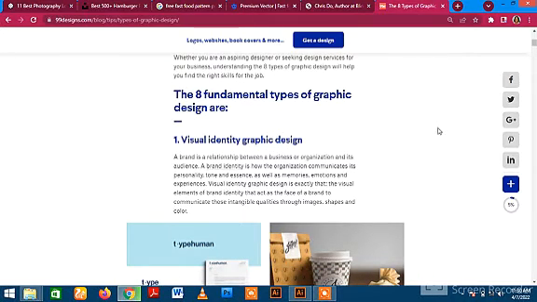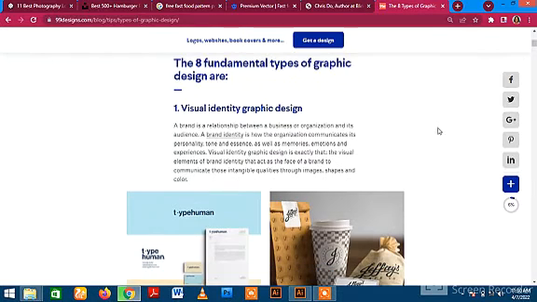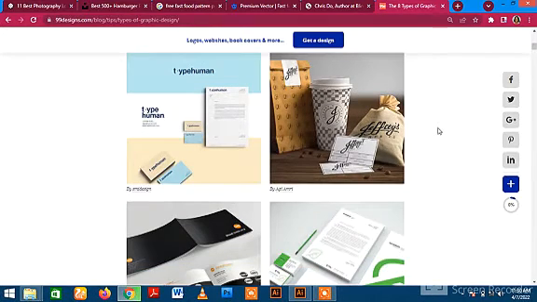These are elements that act as the face of the brand to communicate those intangible qualities of the brand through image, shapes, and color. So that's what you do as a visual identity designer. You create elements for a brand.